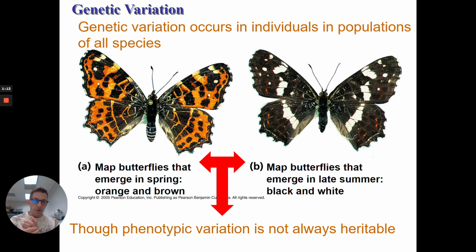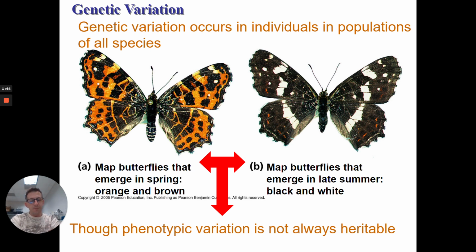Genetic variation occurs in individuals and populations of all species. I think that's been well established in the stuff that we've discussed. Though some phenotypic variation is not always heritable. The butterflies that you see in front of you are examples of the same species, and they have variation within the species, but that variation is not necessarily heritable.